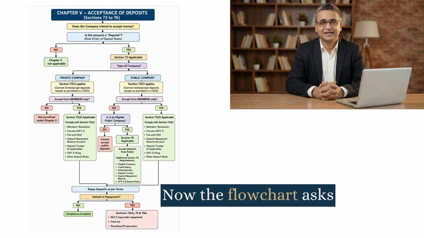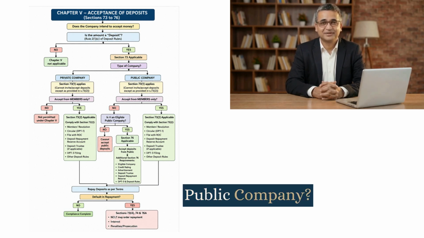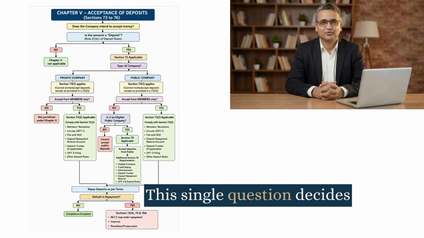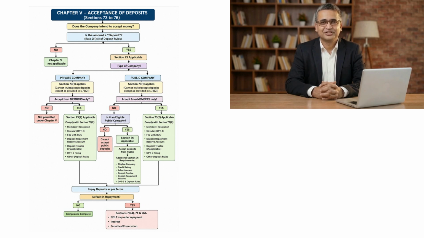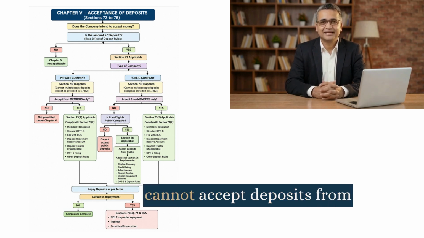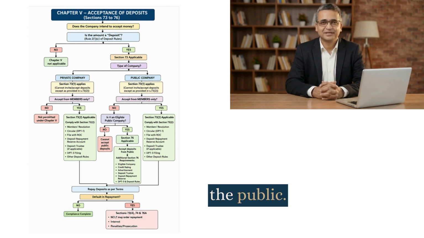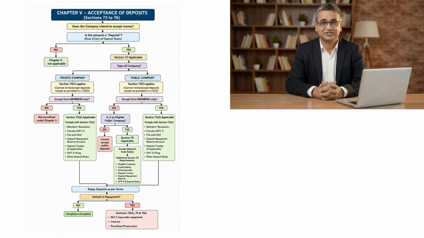Now the flowchart asks another important question. Is it an eligible public company? This single question decides everything. Step 6. Section 76. If the answer is no, the company cannot accept deposits from the public. Simple. If the answer is yes, now Section 76 comes into operation.